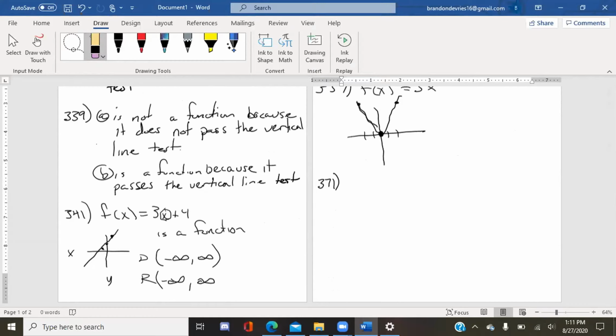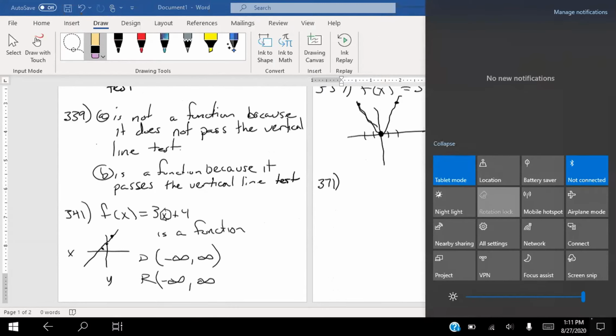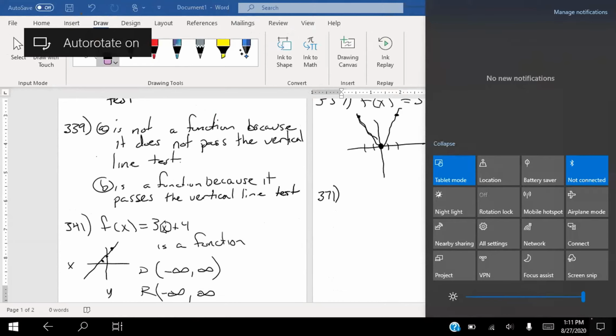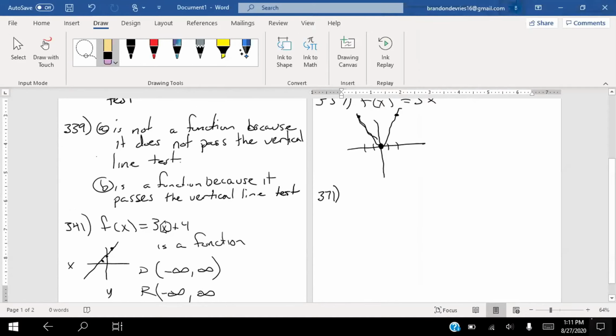All right, so 371. We need to do the domain and range for 357 too. Yeah. The domain is the same, but the range is up and down, right?